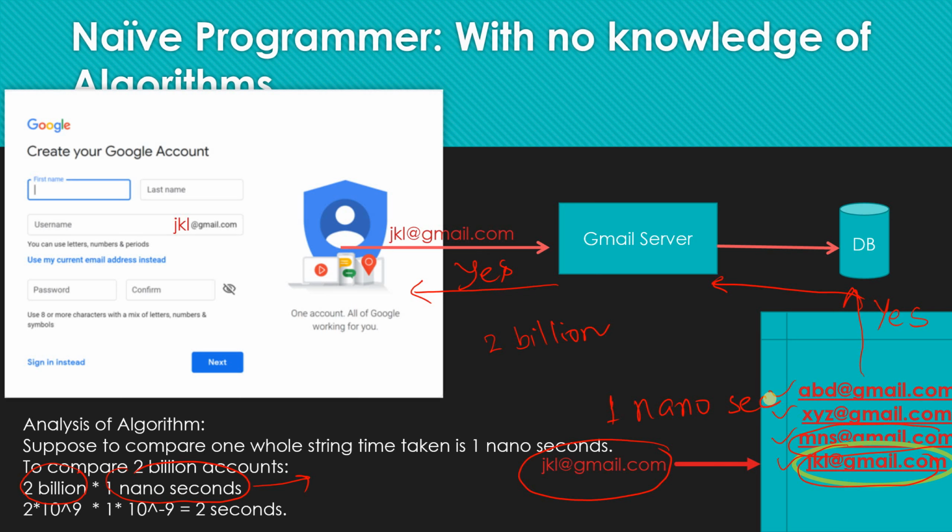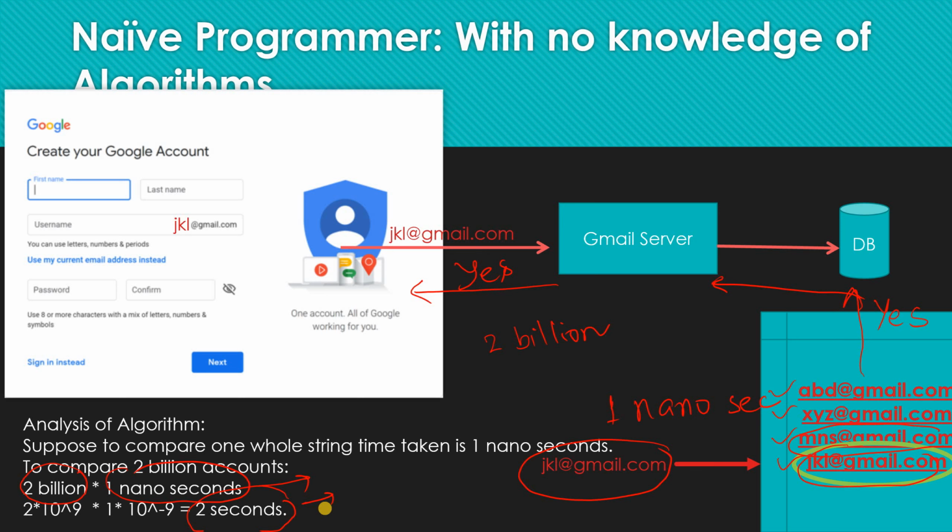Then we have to search through all the 2 billion accounts, so it will be 2 billion into 1 nanosecond, which will be equal to 2 seconds. So now we are taking 2 seconds if we are going manually, right? If we have 2 billion accounts, which is a very slow response. Nobody wants to wait at the page for 2 seconds. It will be a very bad customer experience, and this solution will not scale.